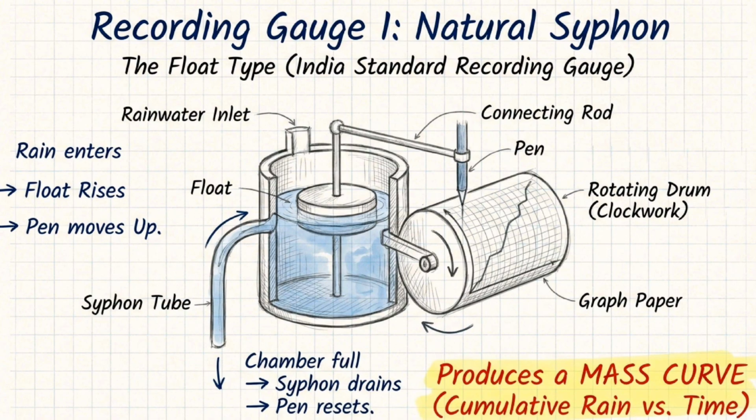Now here comes the special feature. When the chamber becomes full, a siphon tube automatically drains the water out. Once the water is drained, the float drops down, the pen returns to its starting position, and the process starts again. So the instrument continuously records rainfall automatically. In simple words, rain enters, float rises, pen moves, graph is drawn, chamber fills, siphon drains, pen resets, and this cycle repeats to give a continuous record of rainfall over time.